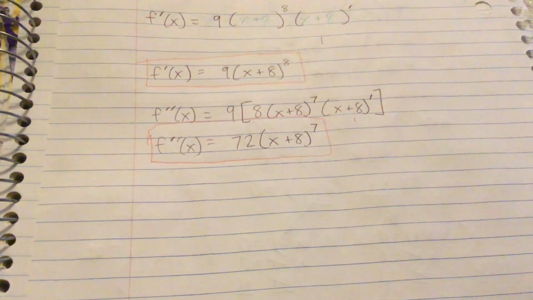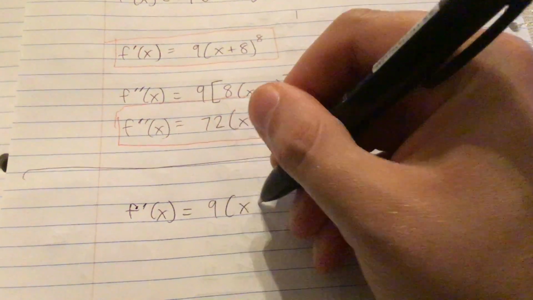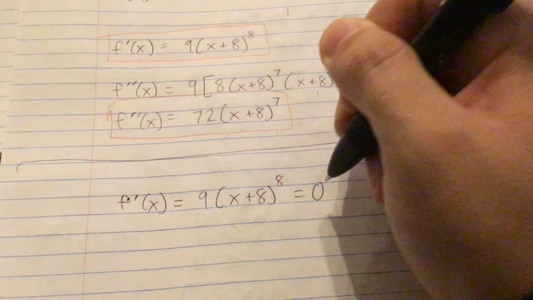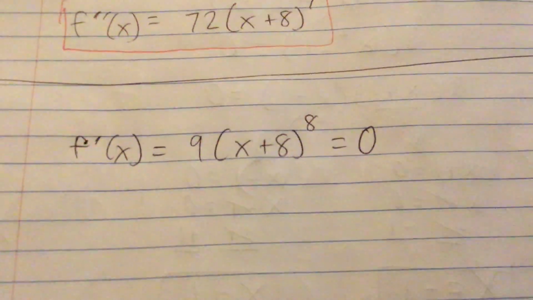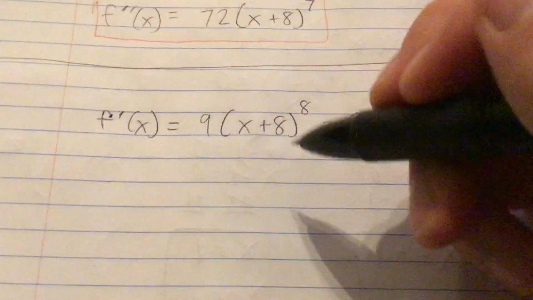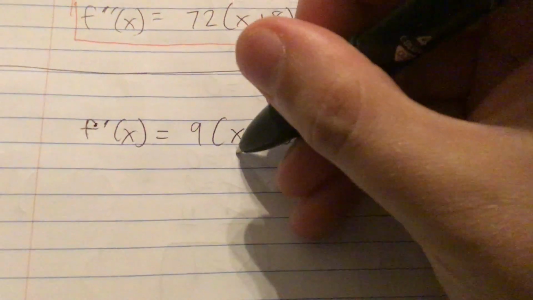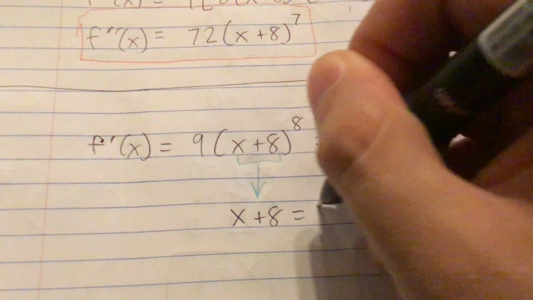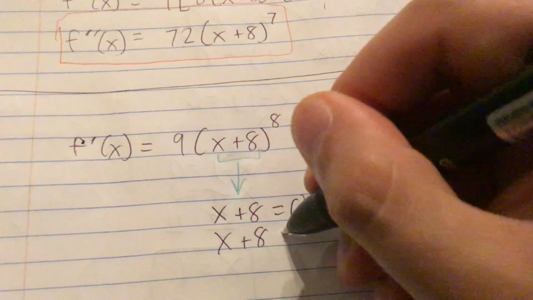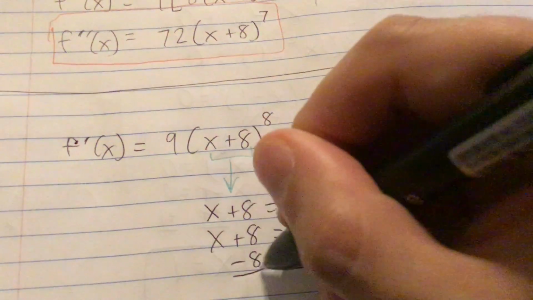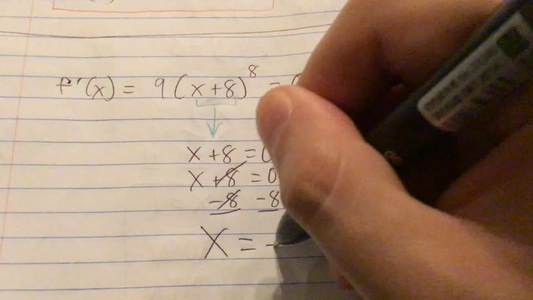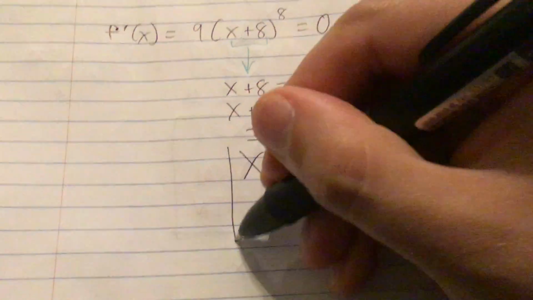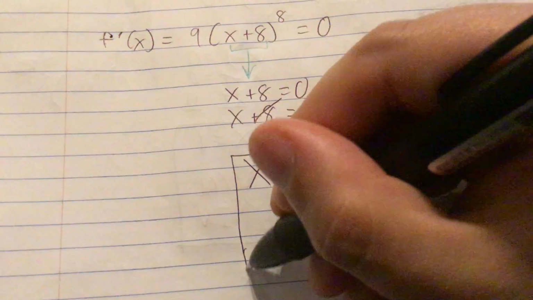So now let's solve for x when f prime of x is equal to 0. So f prime of x, which is 9 (x plus 8) quantity to the 8th power, is equal to 0. I'm going to ignore this 9 because it's never going to be equal to 0. So in this case, I care about x plus 8 becoming equal to 0. And now I'm going to solve for x. And now x is equal to -8. That's my critical point. How exciting.